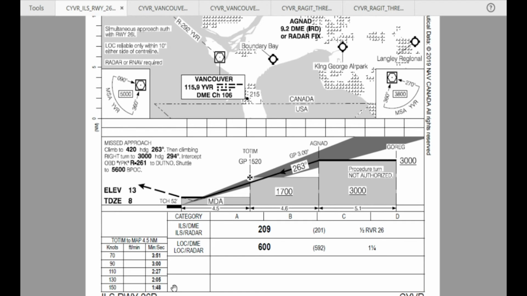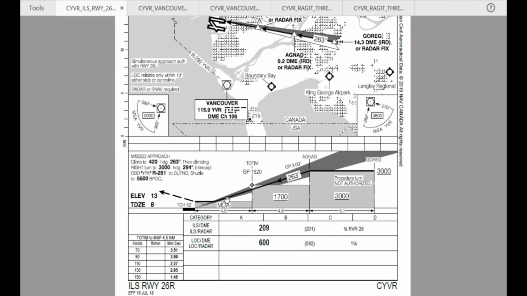This column right here will show us how long it'll take to get to the missed approach point, as it does not have a name. If we were flying at 70 knots, when we leave Totem, we'd start a timer, and as soon as that timer hits 3 minutes, 51 seconds, if we do not see the runway, we have to go around. If our approach speed is 90 knots, the time is 3 minutes. If we do not see the runway by then, we have to go around, so on and so forth, all the way down the list there.